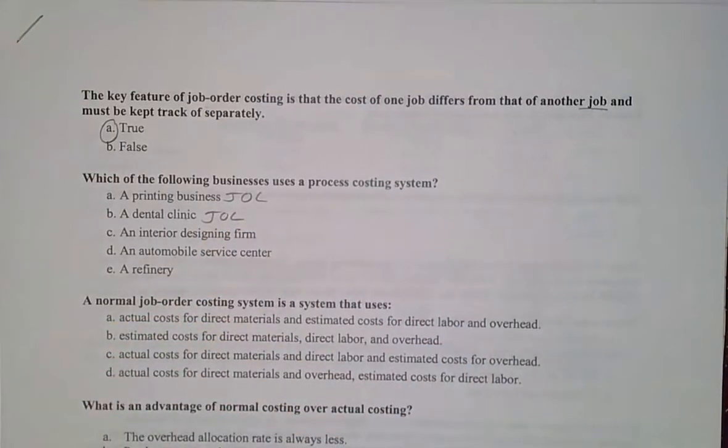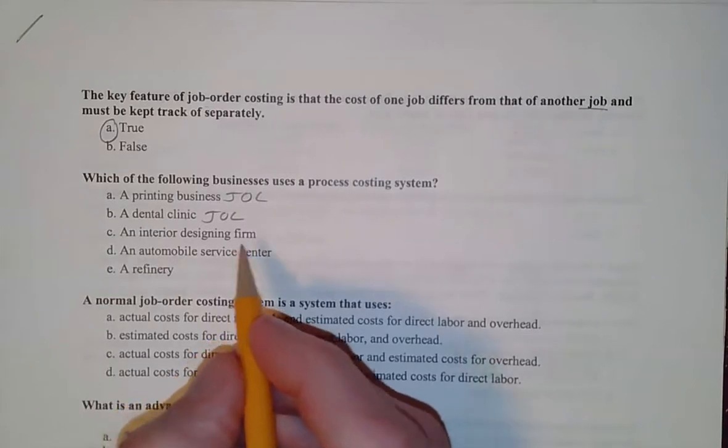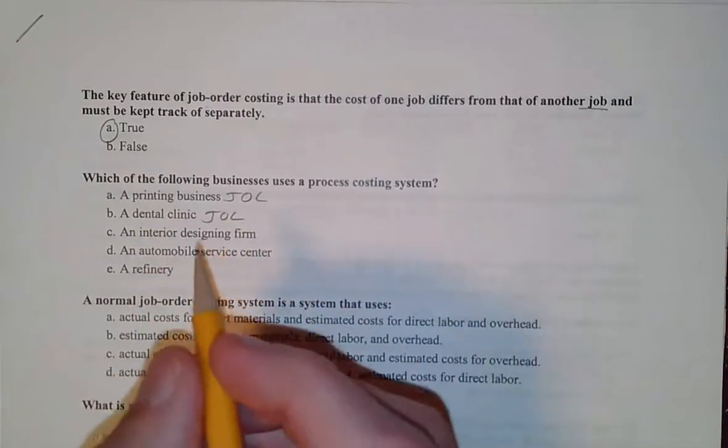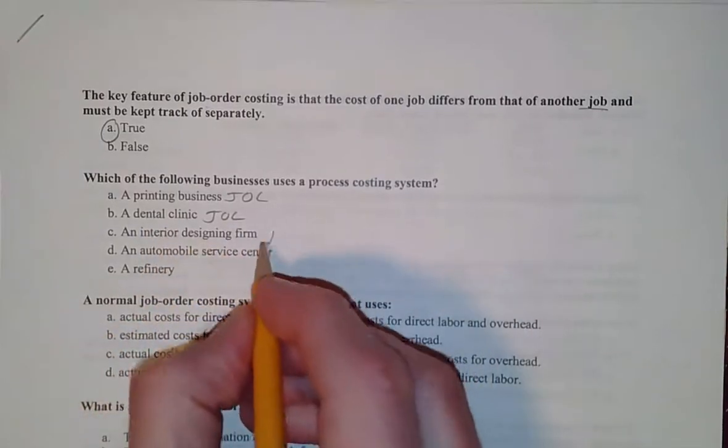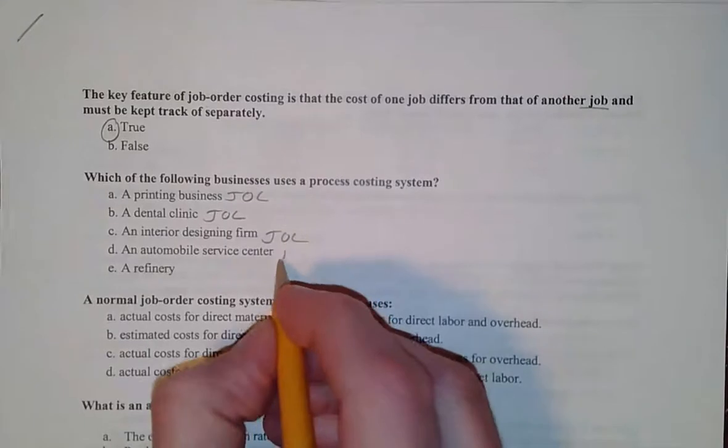An interior design firm. This is largely going to be based upon square footage, the number of options you want the design firm to present to the customer. In other words, one size does not fit all. This is also job order costing. An automobile service center, a mechanic basically. Again, somebody that has a little crack in their windshield or something minor is not going to be charged the same as someone who needs an engine overhaul. So this is job order costing.